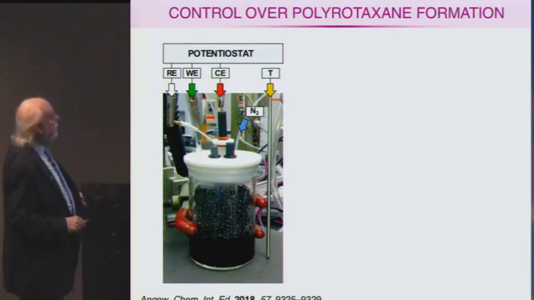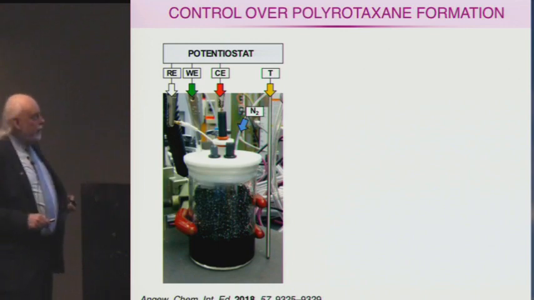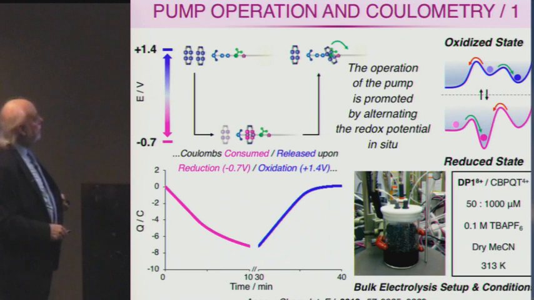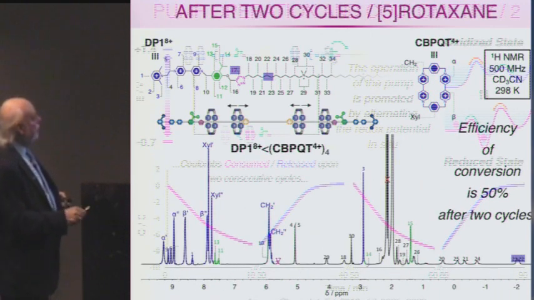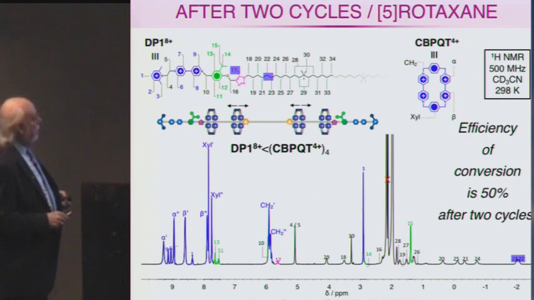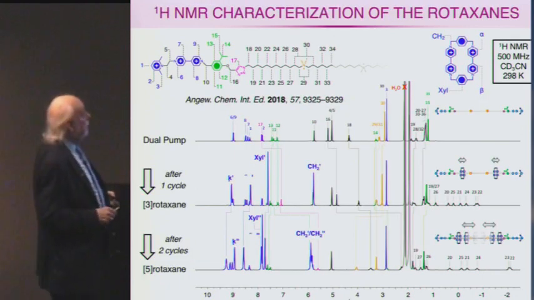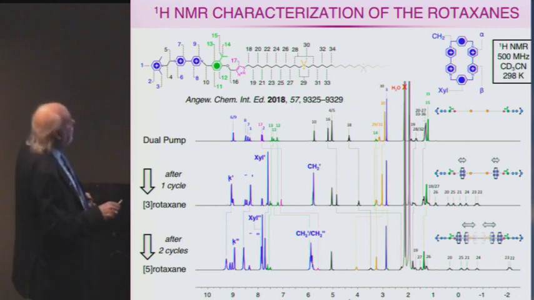And here's the creativity again, the use of a potentiostat that he designs and builds himself in order to replace the zinc and the nitrosyl hexafluorophosphate with doing electrochemistry, or if you like, coulometry, and shows that by reduction followed by oxidation, he can bring on two rings, as he expected, from one side and the other side. And then he can repeat the process and bring on another two and make a 5-rotaxane. Quite remarkable.